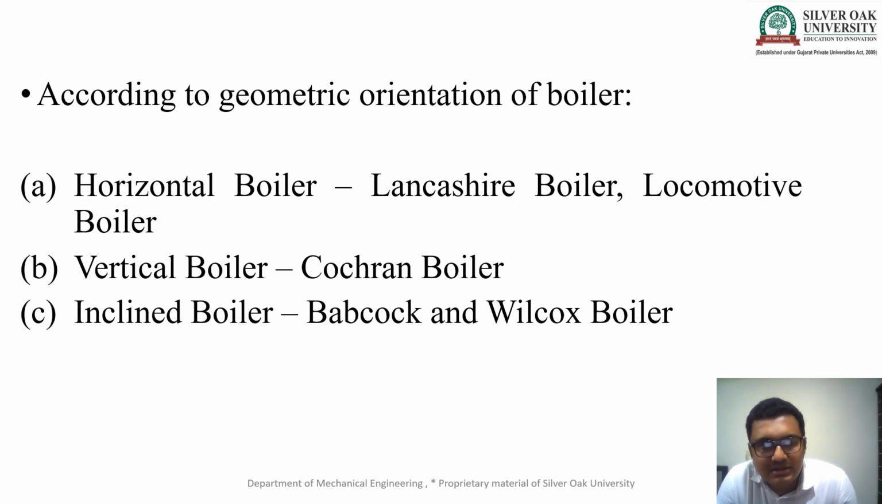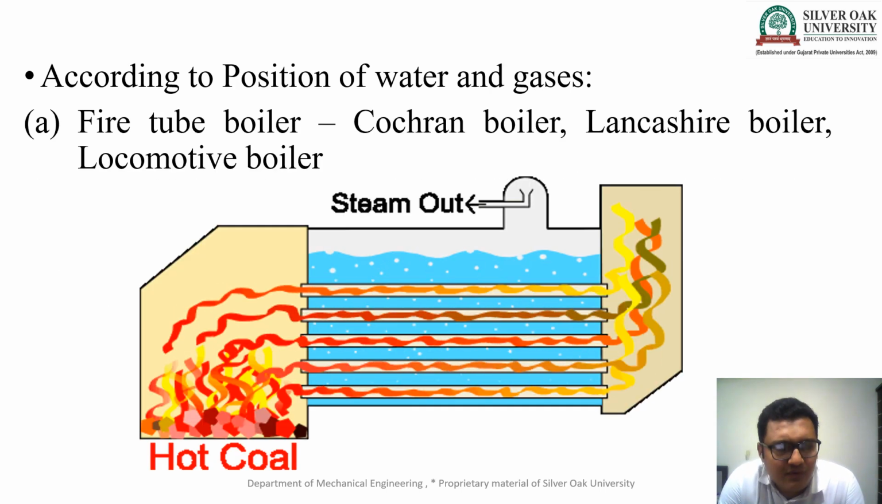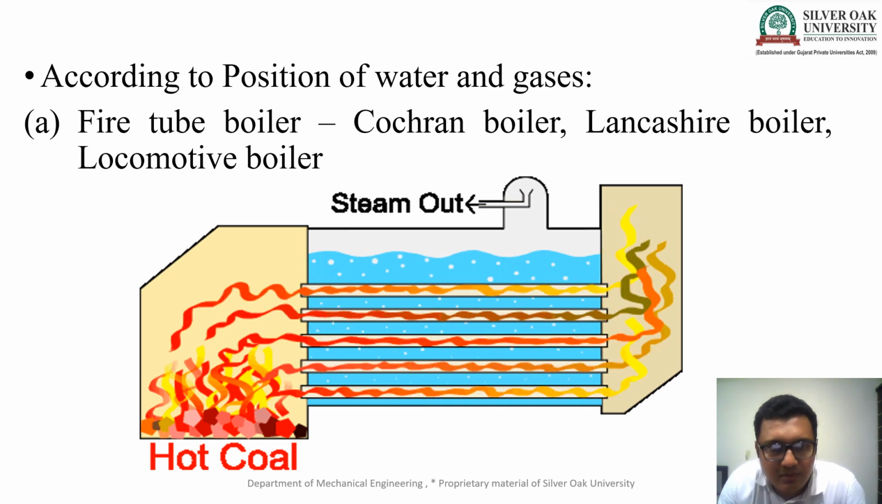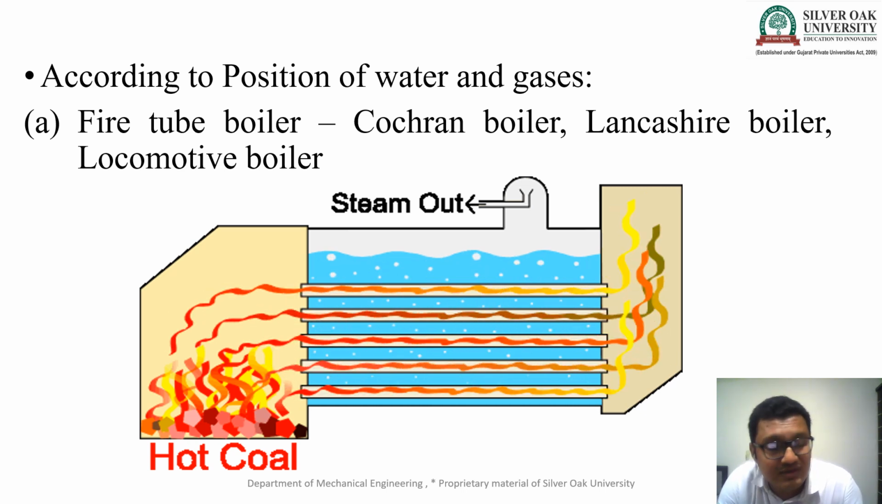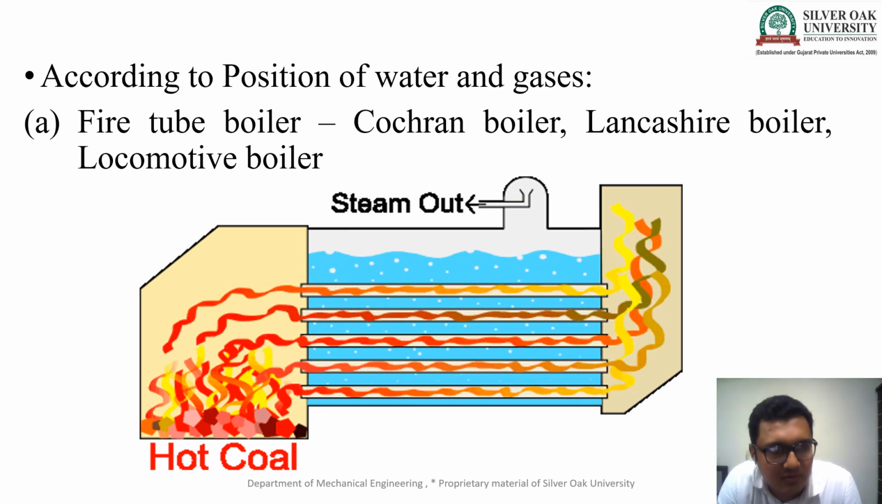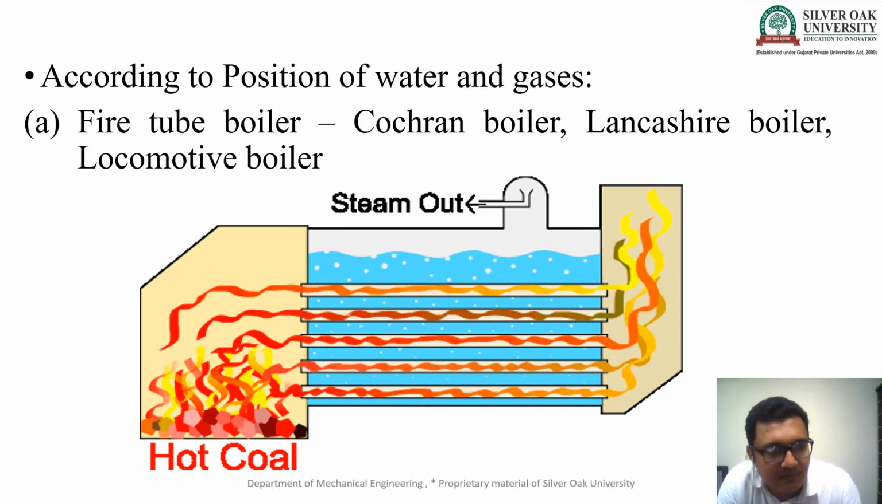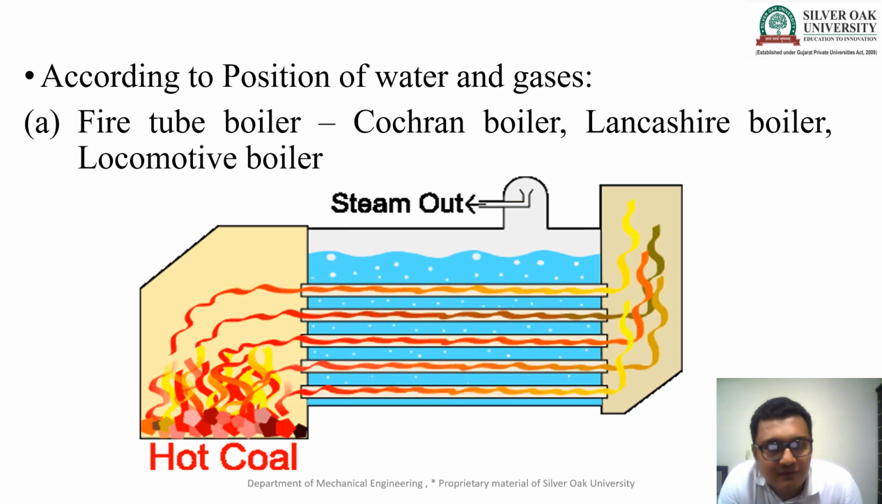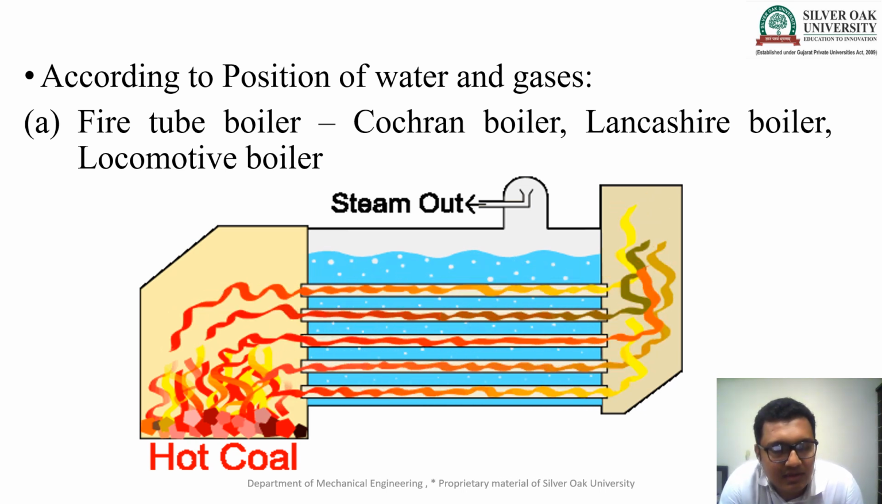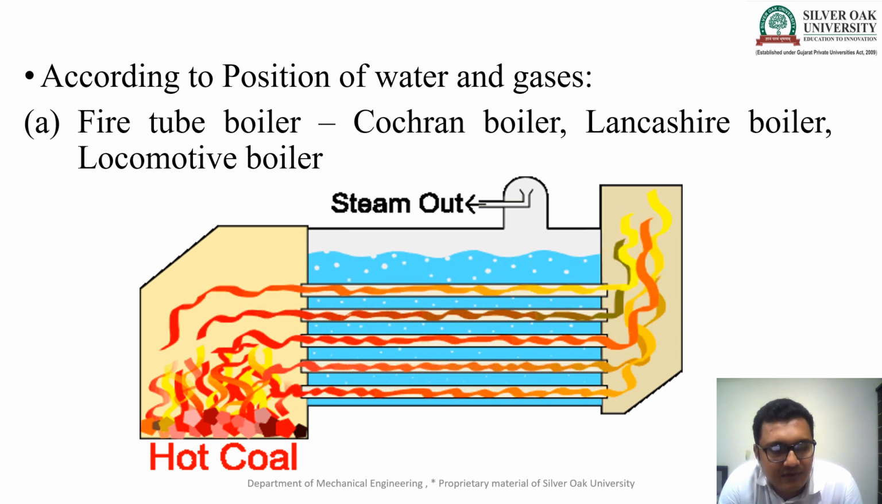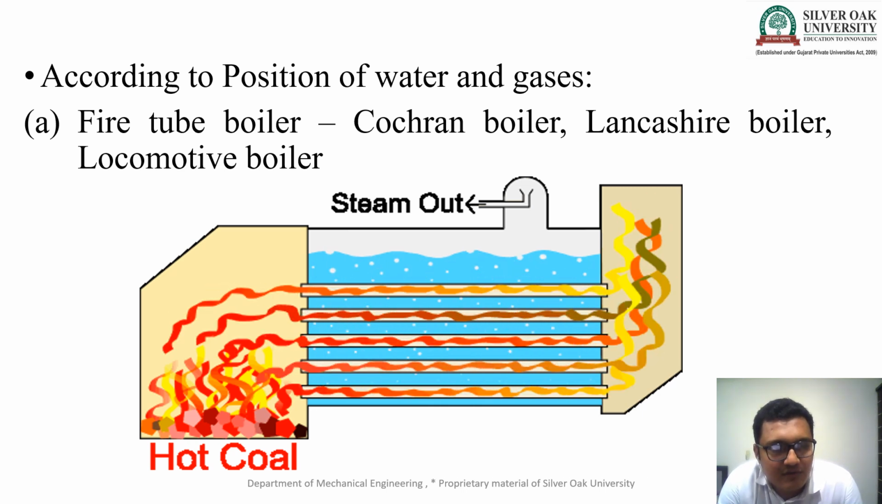So we can consider the Babcock-Wilcox boiler is an inclined boiler. Now we talk about classification according to the position of water and hot flue gases. We already discussed the second type in the previous slide. According to the position of water and hot flue gases, there are two types. First one is a fire tube boiler, second one is a water tube boiler.